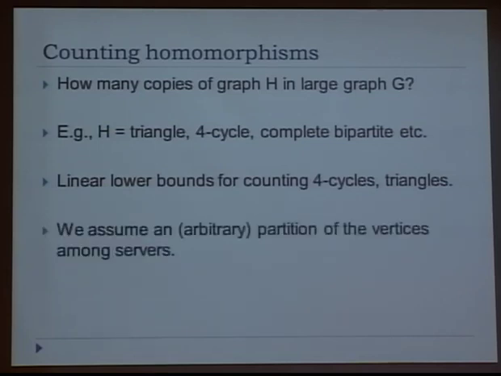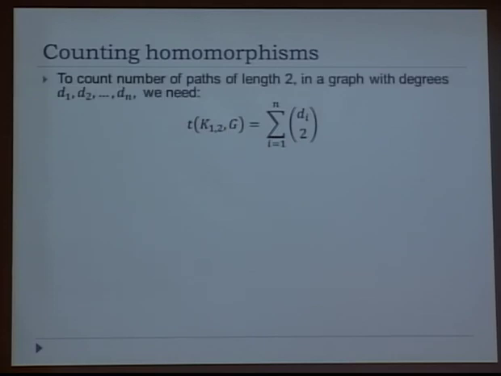But what we'll do instead is, suppose we assume a partition of the vertices, which is arguably natural for many applications, so everybody has the adjacency list of some vertices of the graph. Which vertices, that's arbitrary, but you get the entire row of the adjacency matrix. Under this setting, you can do some things. So for example, suppose you wanted to count the number of paths of length 2, where the graph has degrees d_1 through d_n. The number of copies of K_{1,2}, that's the path of length 2, in the graph G is just the summation of d_i choose 2, because the center vertex is i, it has to pick two of its neighbors, that's the path of length 2. That's d_i choose 2, and you're adding it up over all i vertices.